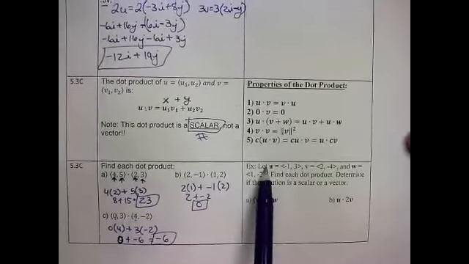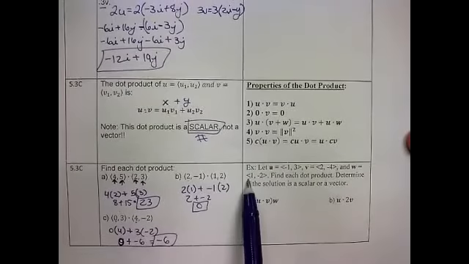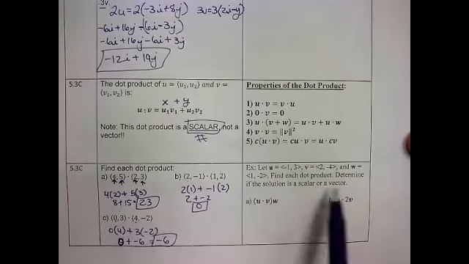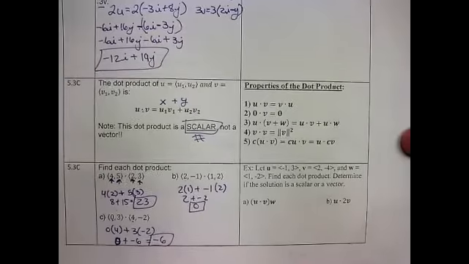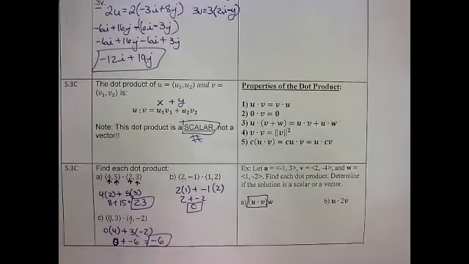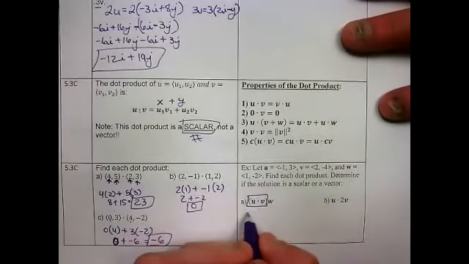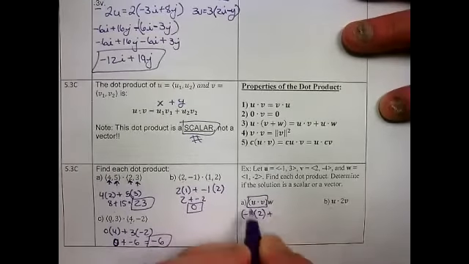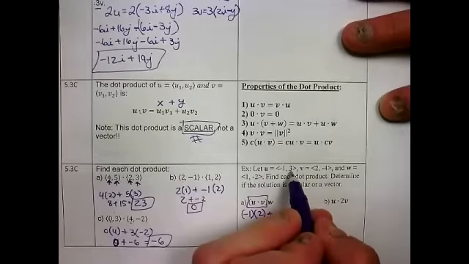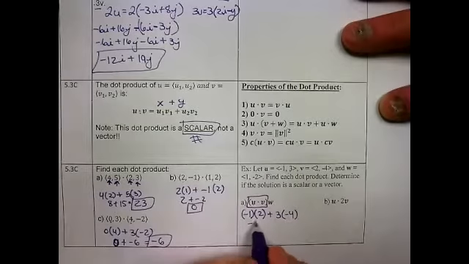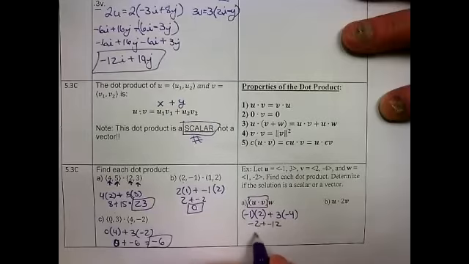It says let U be this, V be this, and W be this. It says find each dot product, and then we're going to determine whether the solution is a scalar or a vector. Let's find this first. We have to do inside parentheses first, so we're going to do U dot V. That's -1 times 2 plus, taking my x values and adding my y values multiplied together, 3 times -4. So that's -2 plus -12, that's -14. But I'm not done.